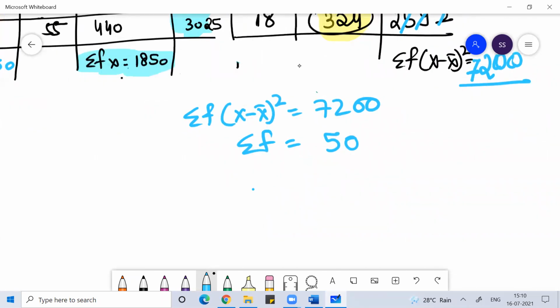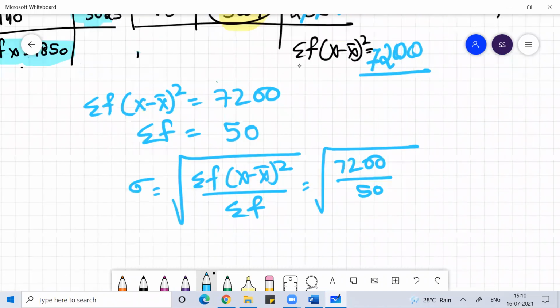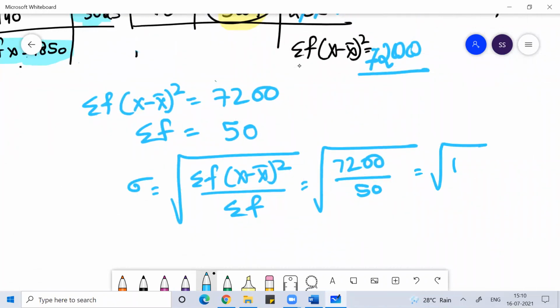If I find the standard deviation, this is the formula: sum of f into x minus x bar whole square by sum of f. So this is under root of 7200 by 50. So 50, I can write 100 by 2. I'll get 144. So your standard deviation is equal to 12. Same value.